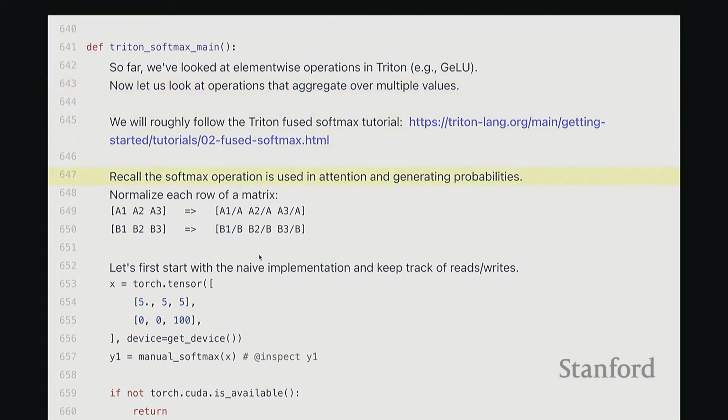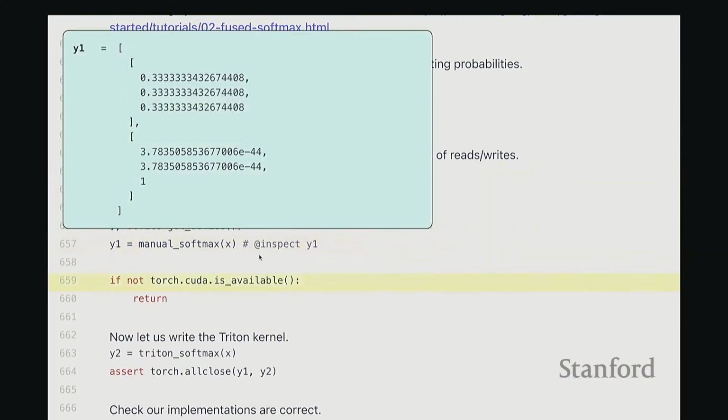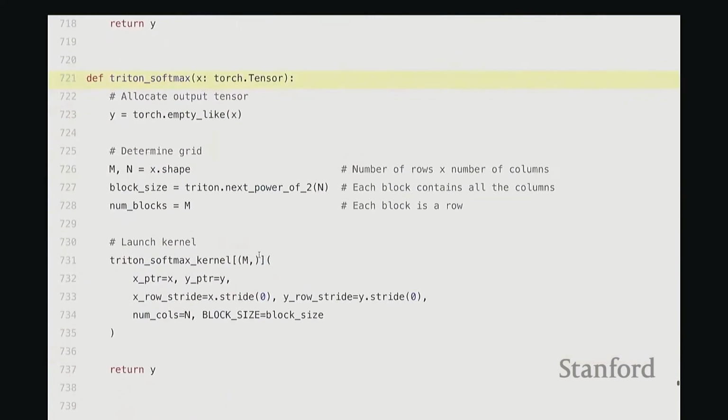Well, what we want to do is normalize across each row of the matrix. And we'd like to make this fast, so a naive version of this is going to be pretty slow. Now we're going to write the Triton kernel. If I want to be lazy, the easiest way to do this is... actually, you can think for a moment about what the easiest way to do this is.